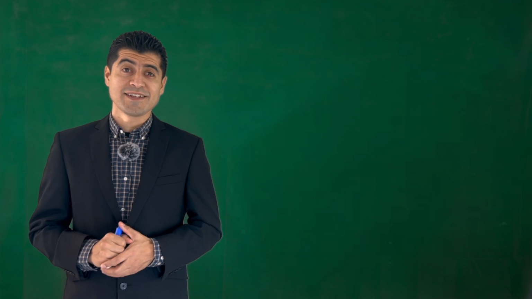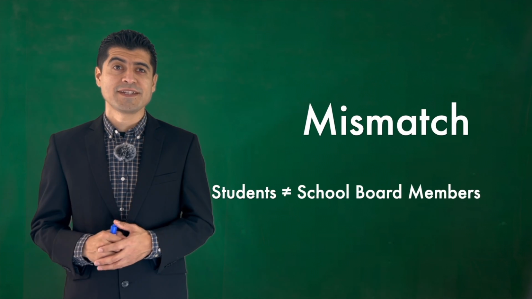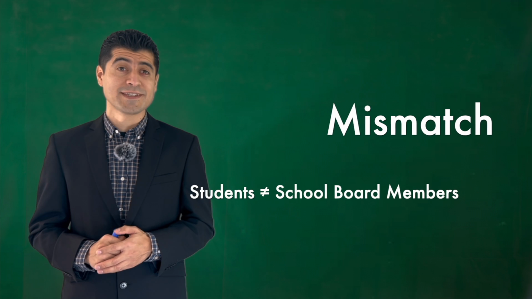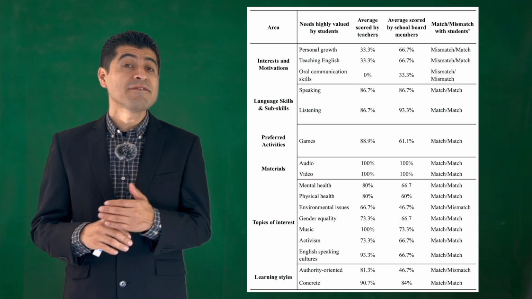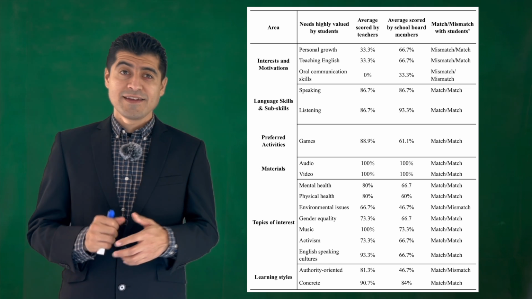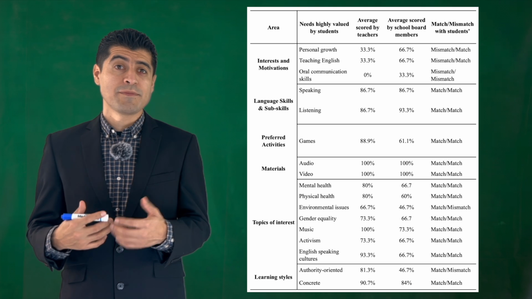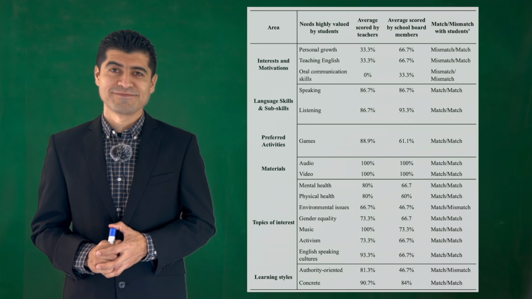One of the main findings was the significant mismatch between students' perceived needs and school board members' priorities. As can be noted, the needs highly valued by students matched with those perceived by their teachers. Nevertheless, school board members' perceived students' needs differ significantly.